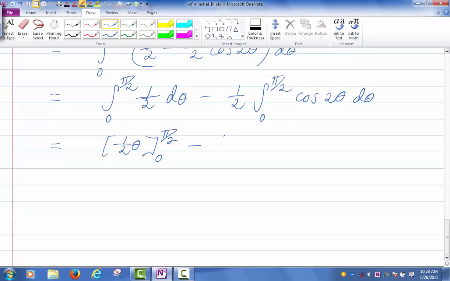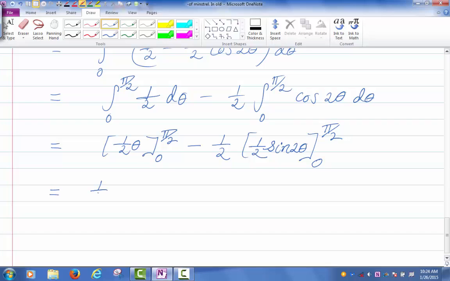And what's the integral of cosine 2 theta? Do you remember what we said last time? For cosine of some constant multiple of x, what was the antiderivative? It should be sine of 2 theta, right? But multiplied by what? Multiplied by half. Very good. So this is half sine 2 theta. And now we just evaluate this.